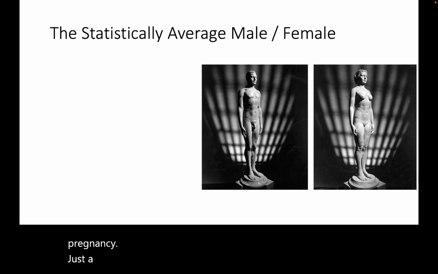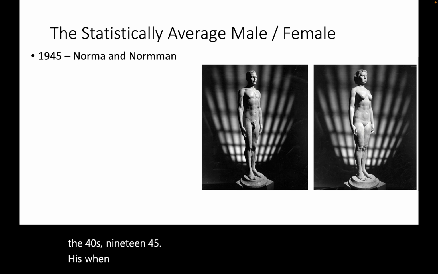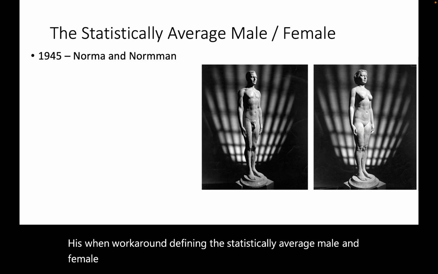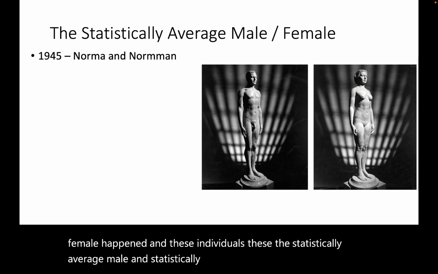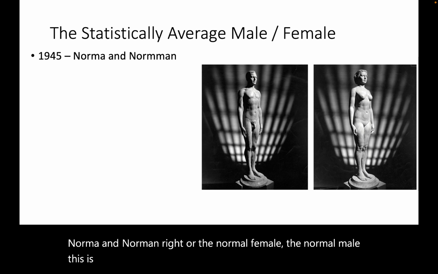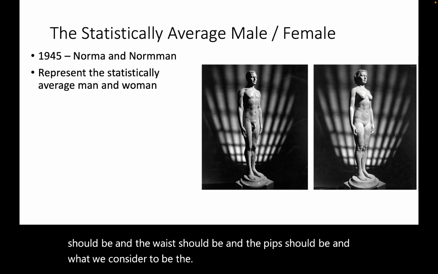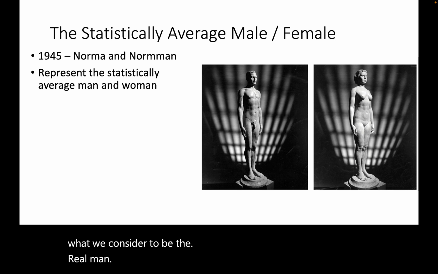I just want to give you a couple of tidbits here. Back in the 40s, 1945, is when work around defining the statistically average male and female happened. And these individuals, the statistically average male and statistically average female, are what we refer to as Norma and Norman, right? Or the normal female, the normal male. This is where we get all of those dimensions of what the chest should be and the waist should be and the hips should be and what we consider to be the ideal man. There's some challenges with this, right?